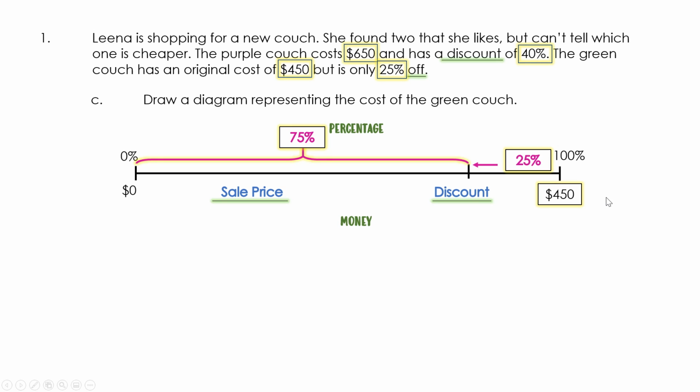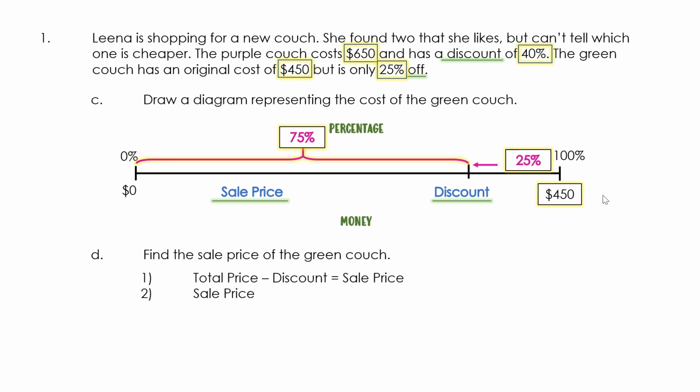Okay, so this is what our diagram would look like for the cost of the green couch. Part D says to find the sale price of the green couch, just like we did with the purple couch. So again, there's two different ways. We can take the total price, subtract the discount, and that leaves us with the sale price, or we can just calculate the sale price.